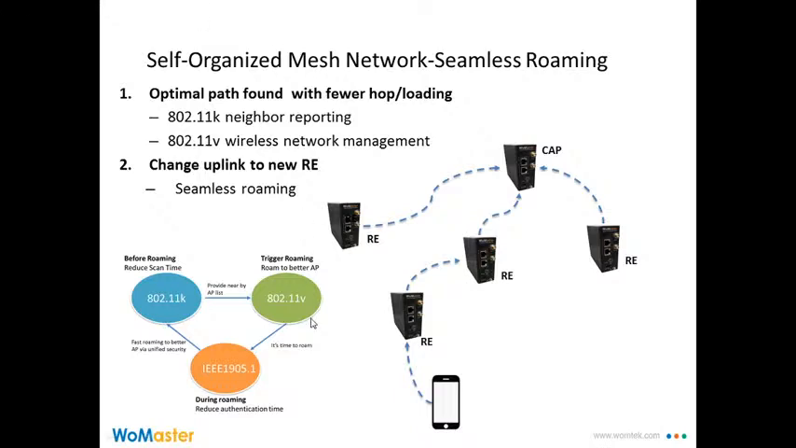When the roaming is triggered, 802.11v BSS transition management frames help to find the new access point, because each node already knows which AP has the better signal. According to the list, they can know how to change to the suitable one.